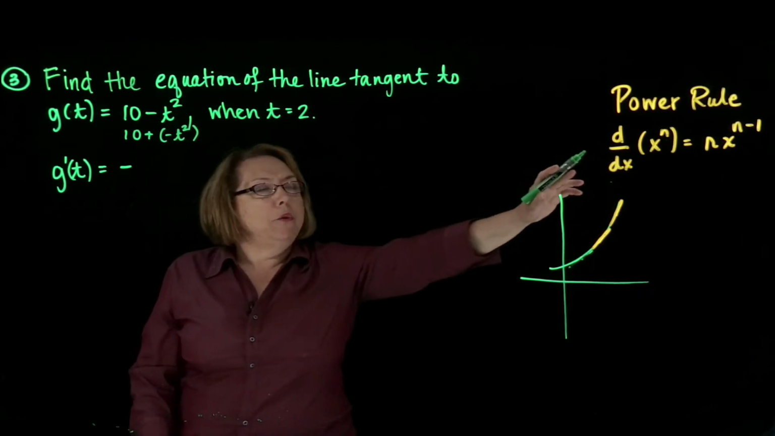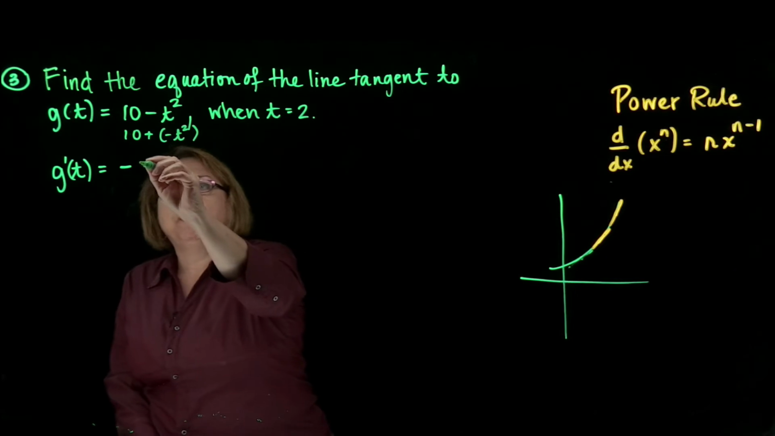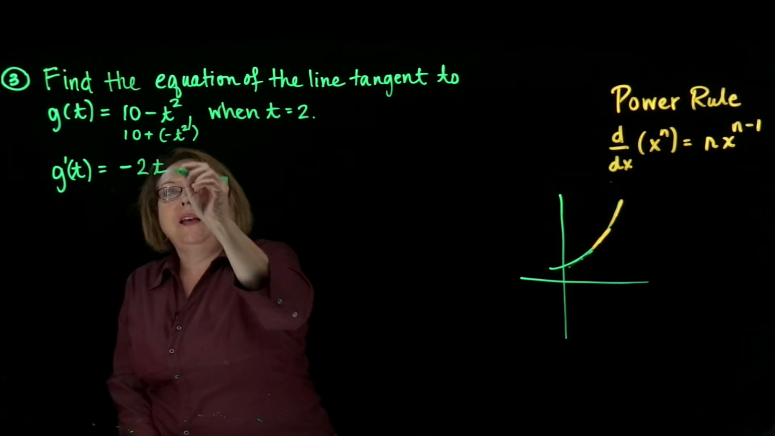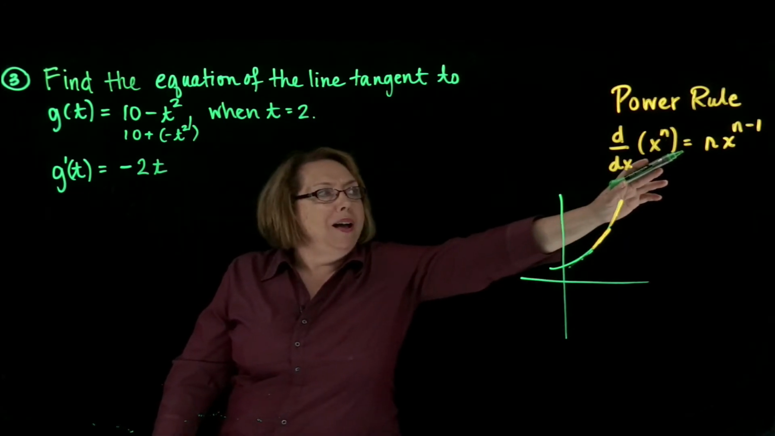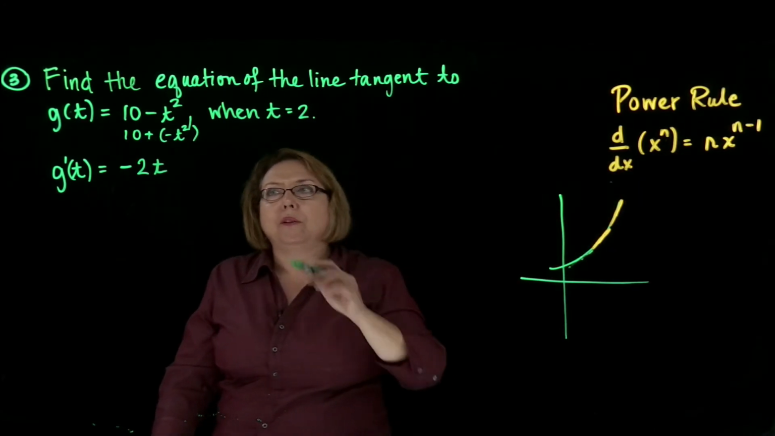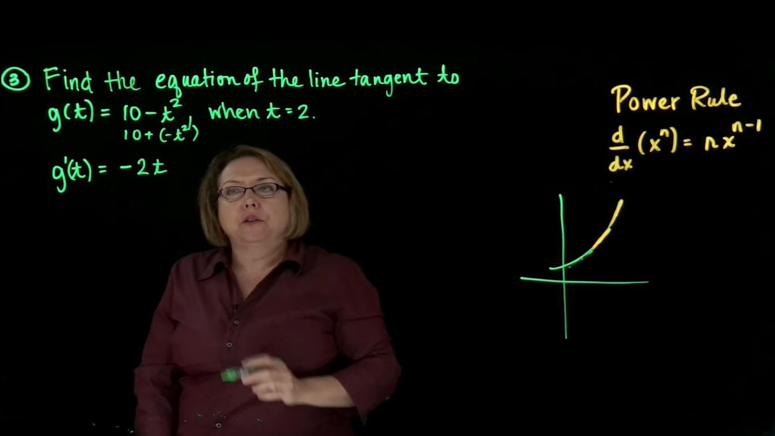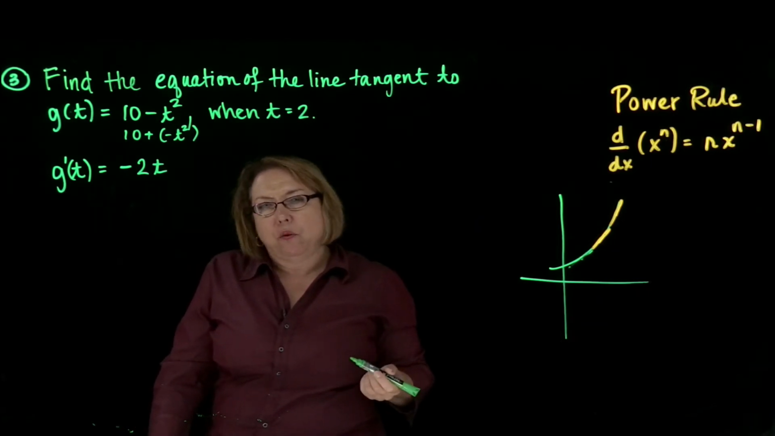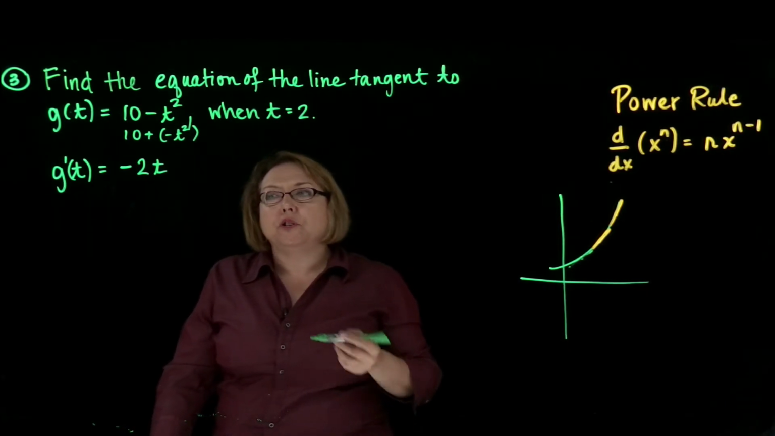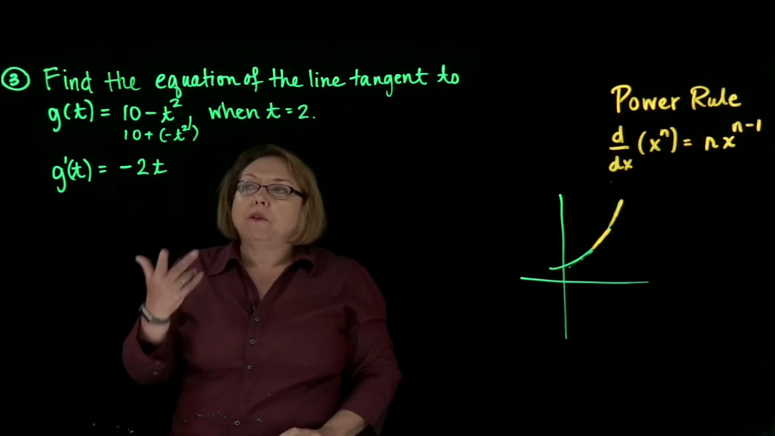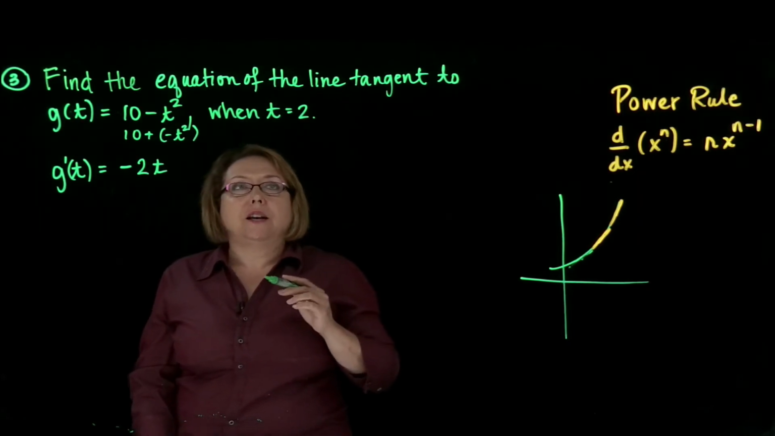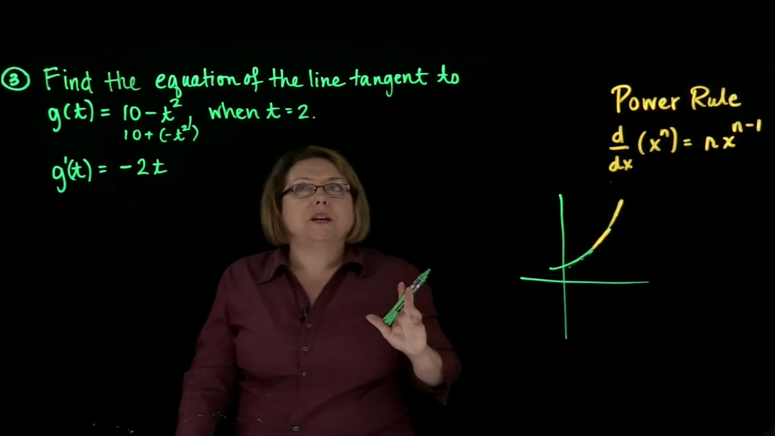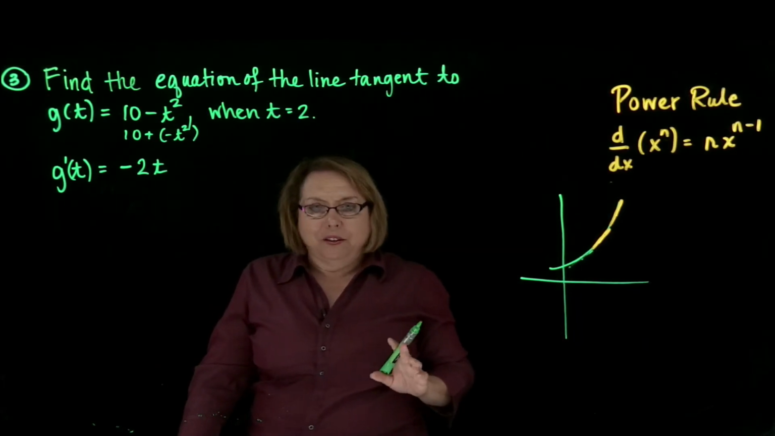Using the power rule over here, the power rule will bring down the 2, and then that 2 on the exponent will subtract 1, like we do in our power rule, and it would just become t to the first. By convention, we don't normally write t to the first. We would just write a t here. So our first derivative is negative 2t. That is the equation of the slope of the tangent line.